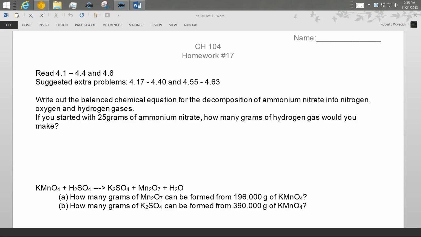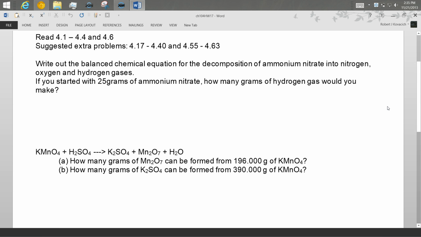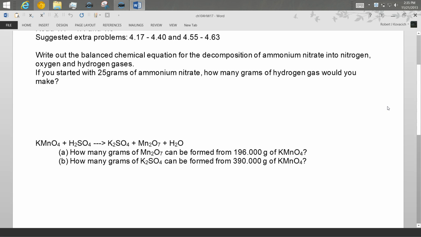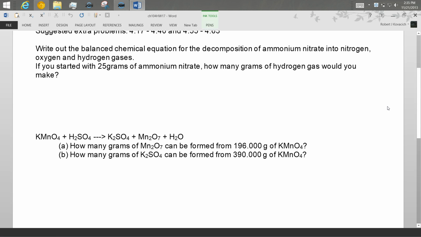Alrighty, let's go ahead and work out these problems. So our first one here is we want to write a balanced chemical equation for the decomposition of ammonium nitrate into nitrogen, oxygen, and hydrogen gas. So what does that equation look like?